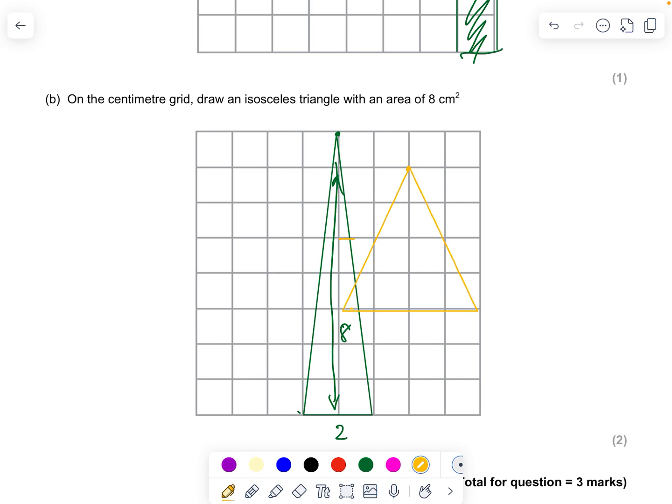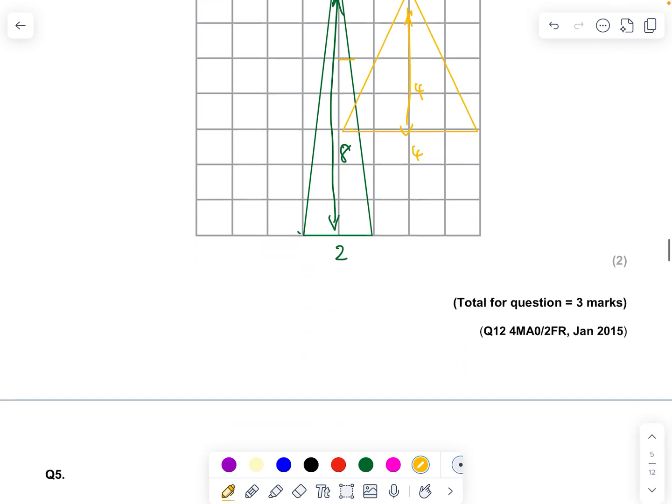And that would have also been fine as well. So 4 times 4 is 16. Half it, it gives you 8 centimetres squared. So both would have given you full marks.